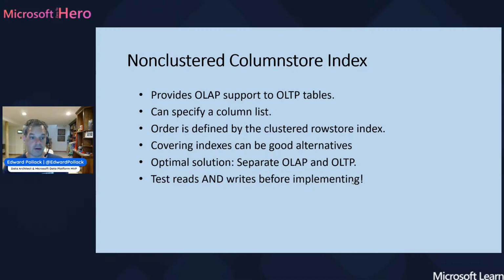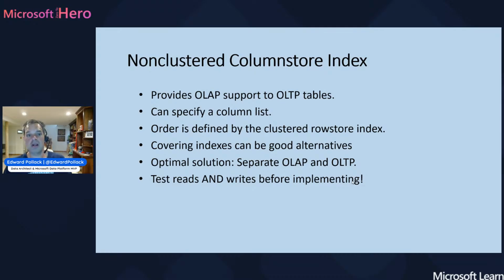The order is defined by your clustered row store. If it's a good order, great. If it's a bad order, too bad. So sometimes a covering index may be as good. The ideal solution, of course, everyone's going to say, separate your analytic and your transactional, right? Put your analytic data over here, put your transactional data over here. If you can do that, do that. Maybe create a separate column store structure over here for your analytic data, keep the transactional here. But again, not everybody can do that, so I totally get it.